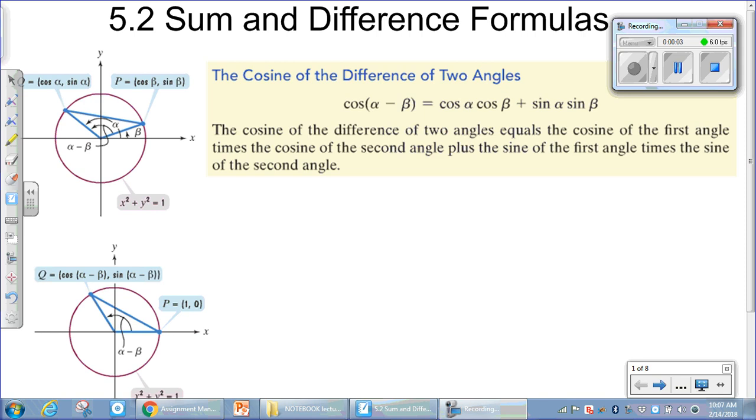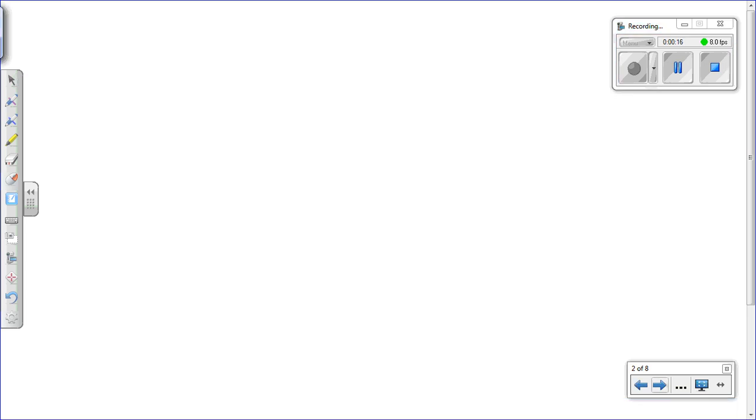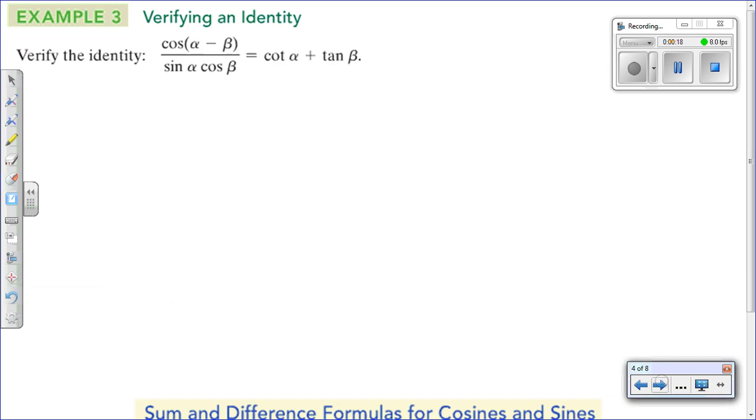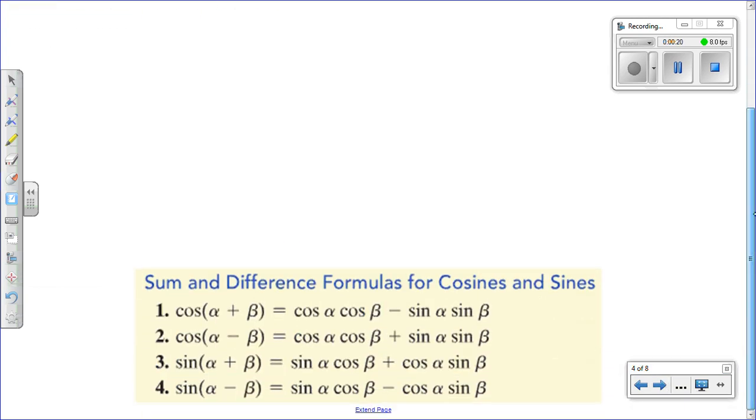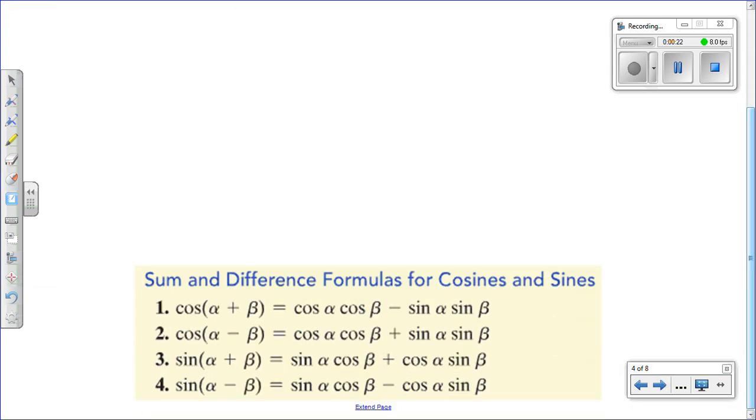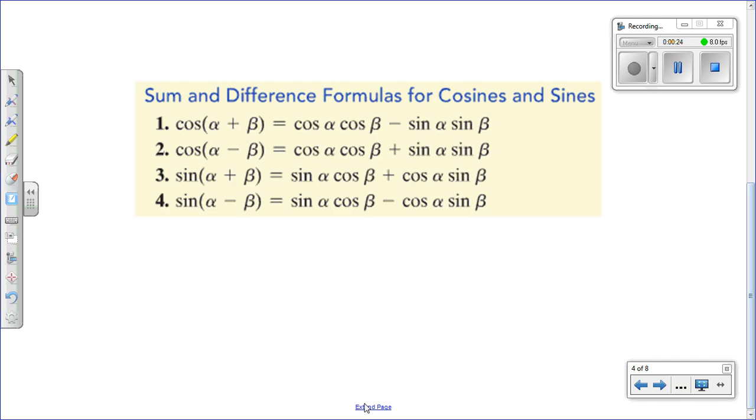So today we'll cover section 5.2, sum and difference formulas for trigonometric functions. Just to give you a preview of this lesson, let's go to slides 2, 3, 4. Look at the bottom of it, and you're going to see these formulas. Those are the first four formulas that we're going to be using.